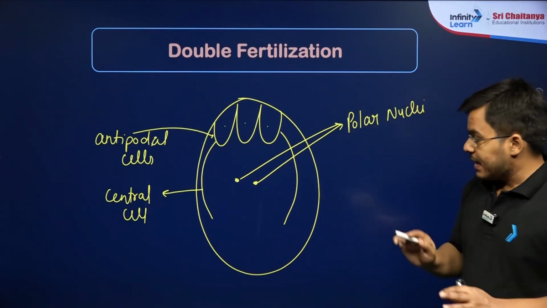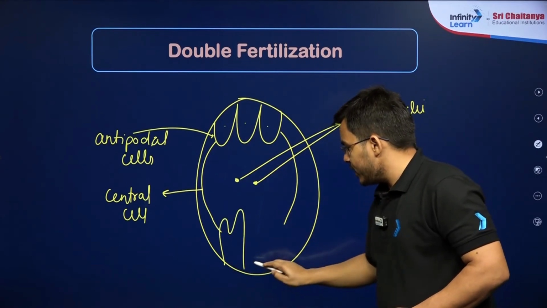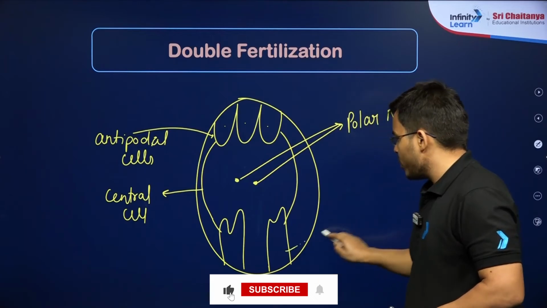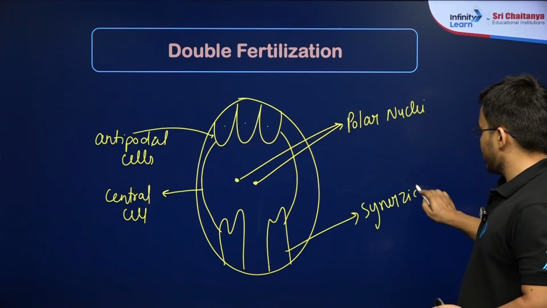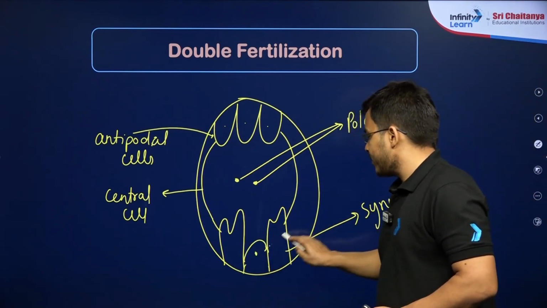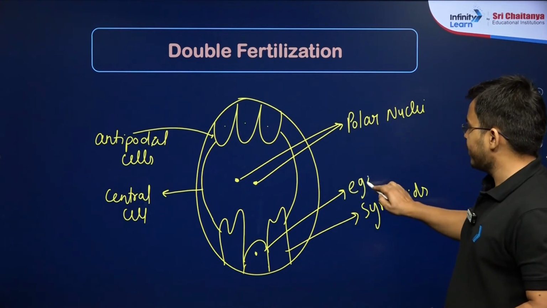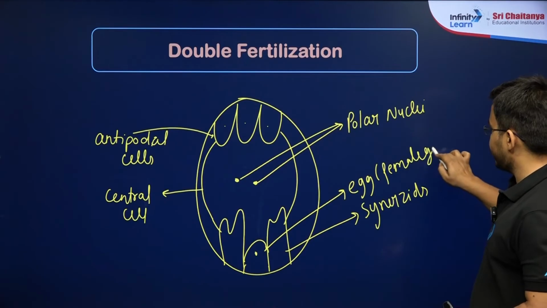Polar nuclei. Downside, students, you will see two cells known as synergids, and in the center there will be a cell known as the egg cell, that is the female gamete, egg or female gamete.